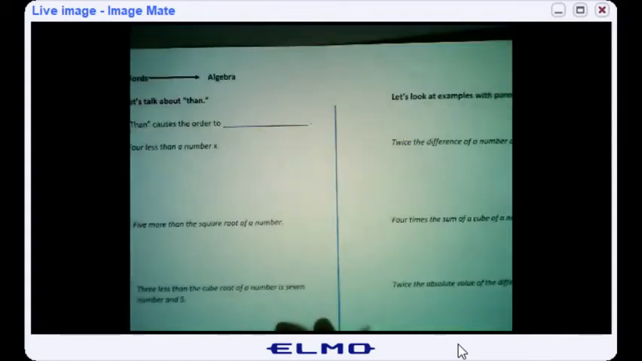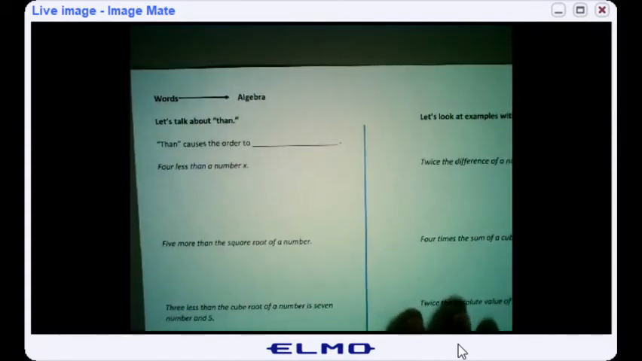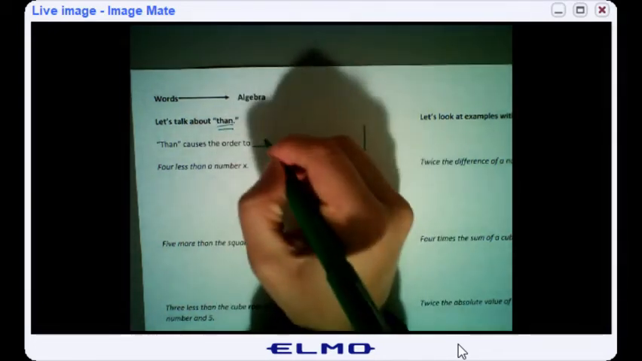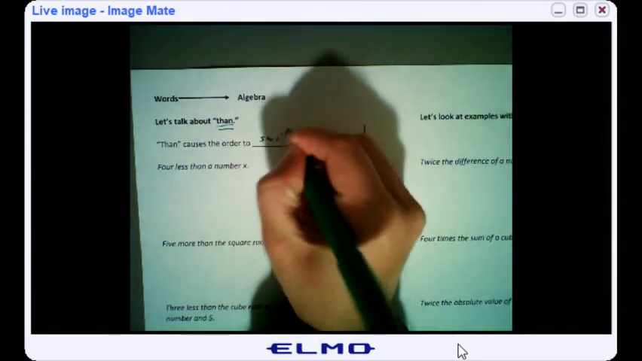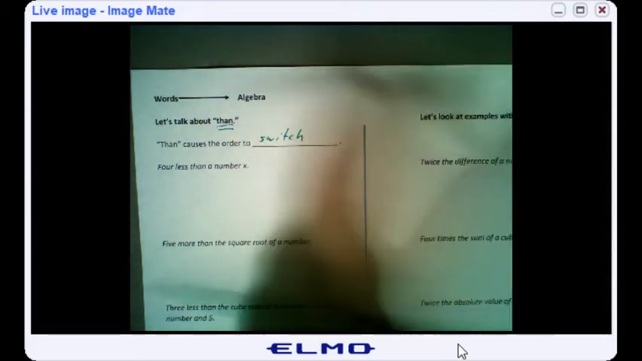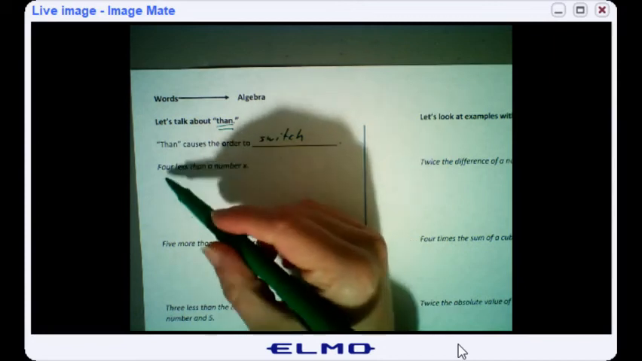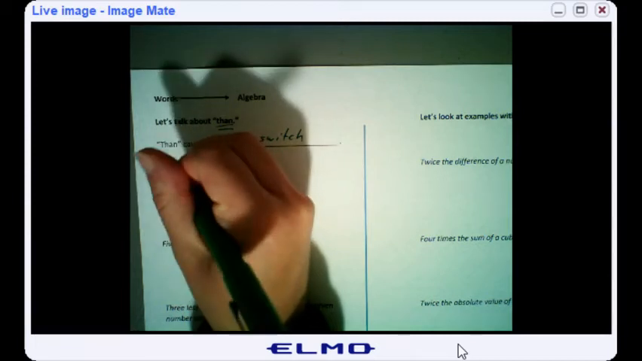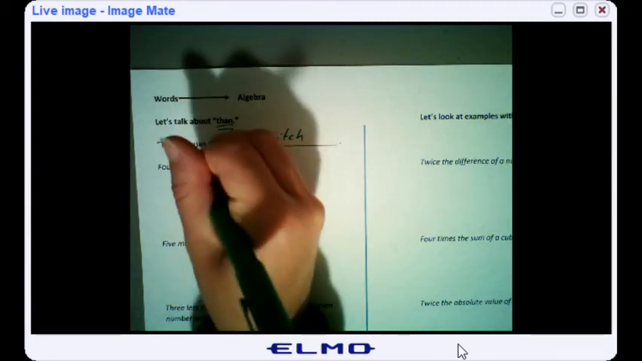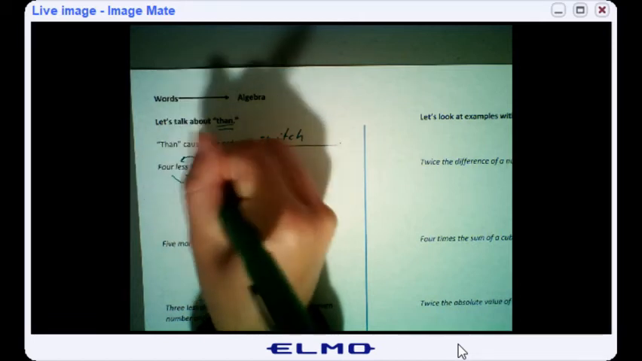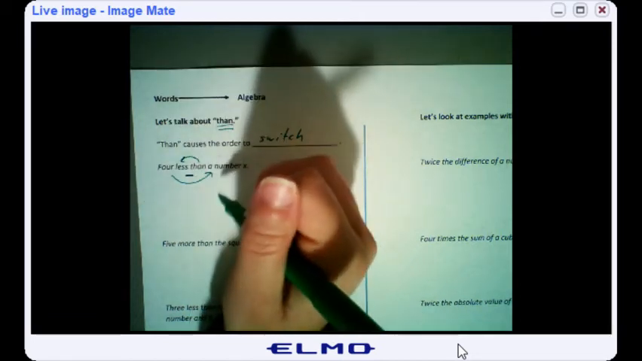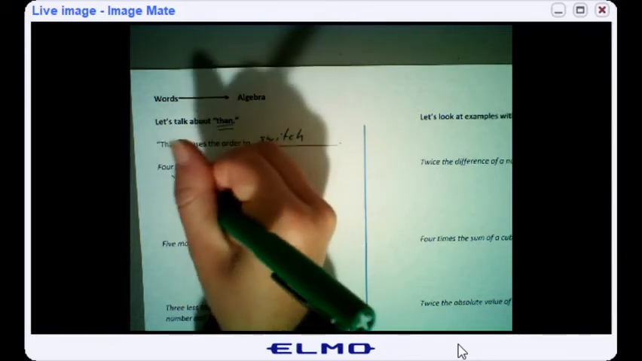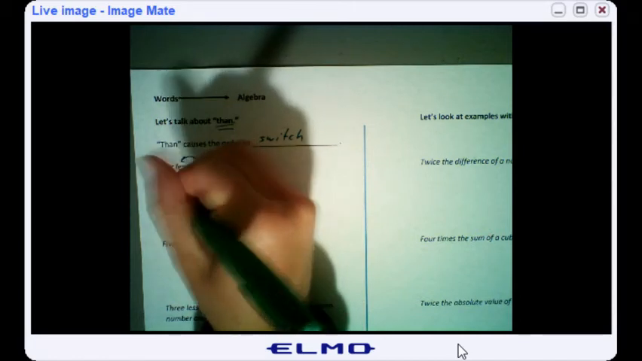Now we're going to go the opposite direction. Whenever you see the word than, it causes the order to switch. So it's our switch word. When we see 4 less than a number x, we know less is subtraction, and the than is going to make it switch. So I'm going to take the 4 and put it in the back. I have my minus sign in the middle, and x is going to go first.